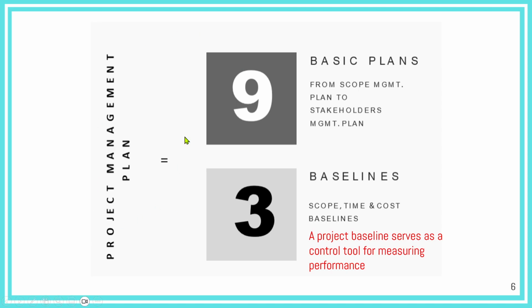I explained that the project management plan is a document which contains all the 9 sub plans, like the scope management plan, schedule management plan, cost management plan, quality management plan, resources management plan, communications management plan, risk management plan, procurement management plan, and stakeholders engagement plan. Those 9 management plans, and of course the overall one coming from the integration, form the project management plan.